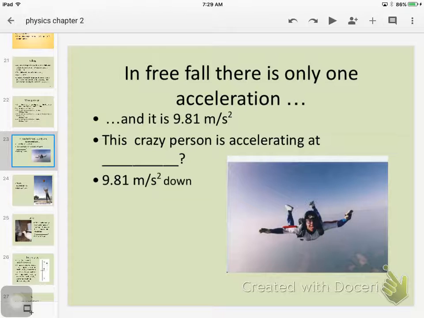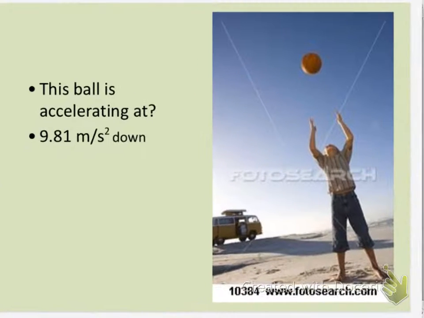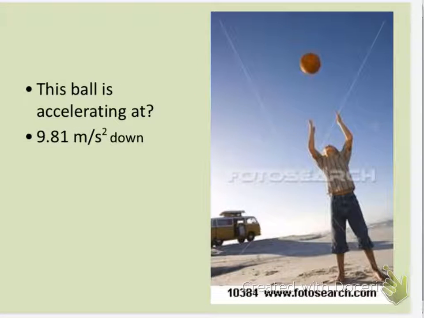We say ignoring air resistance. Obviously, they're spread out because they don't want to ignore air resistance. But in the absence of air resistance, they are accelerating at 9.81 meters per second squared, down. This ball, which is supposed to look like it's being thrown upward at the moment, is accelerating at 9.81 meters per second squared, down. Even if it's traveling up, it's accelerating down.